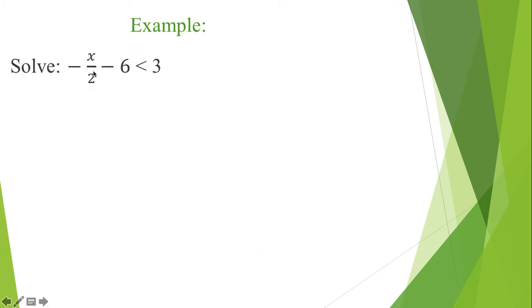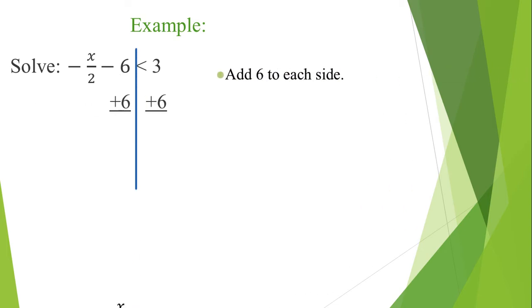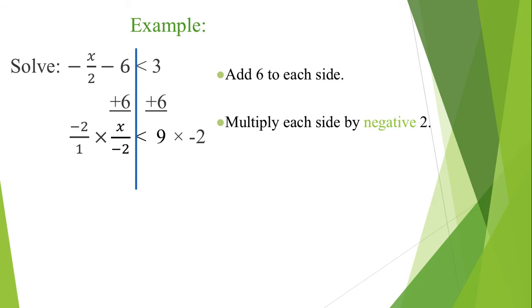Similarly, we have a division and a subtraction. So first we'll solve the subtraction. -6. The inverse of -6 will be +6 on both the sides. Then we have x divided by -2. Now when it's division, the inverse is multiplication. And we are going to multiply by -2 on both the sides. Remember, when we multiply with a negative number, we need to reverse the inequality.